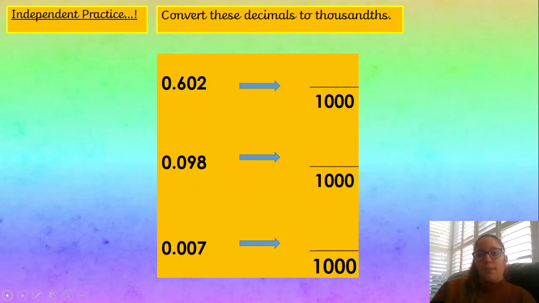Okay, so 0.602 as a fraction is 602 thousandths. 0.098 over 1,000 is 98 thousandths because we've got no tenth, so it's 0.098. And then we've got 0.007 is 7 thousandths. Okay, so good job if you got those.